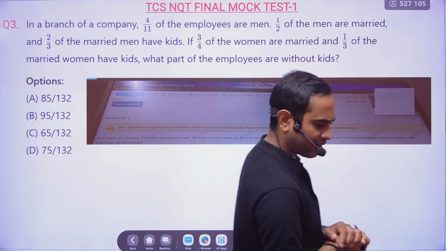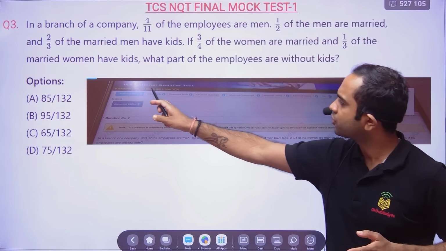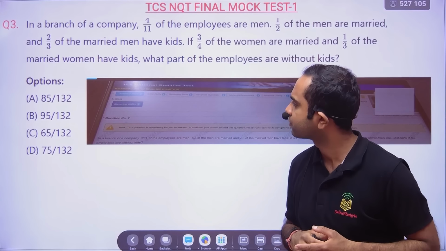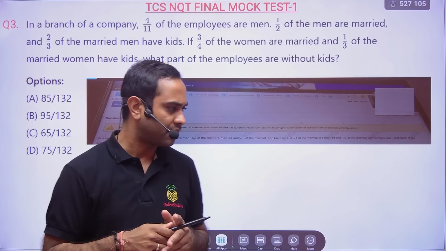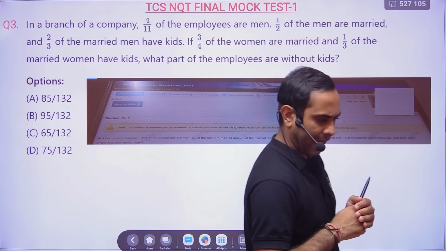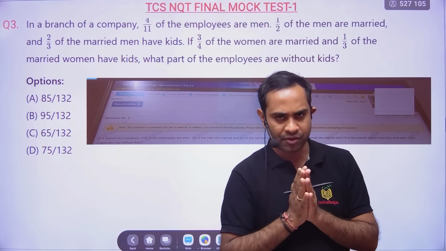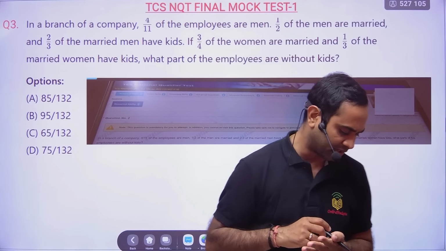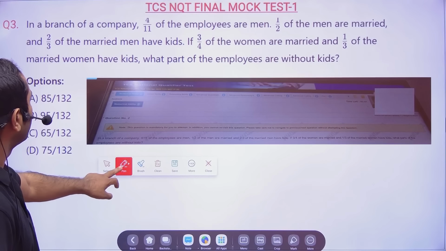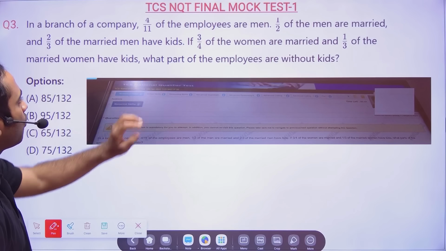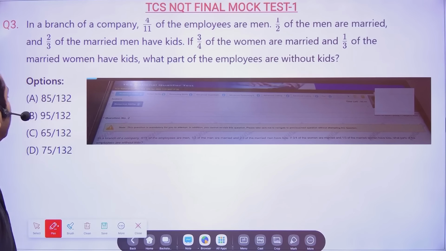So see, the questions which we are going to solve are TCS problems, the TCS National Qualifier Test. Okay, getting it? Previous year problems, but these are good problems, and that is the reason we are solving them. This is a very good problem. So I request all of you to first please solve it by yourself, and anyway I'm going to tell the method. Now here, in a branch of a company, 4 by 11 of the employees are men, 1 by 2 of the men are married, and 2 by 3 of the married men have kids. If 3 by 4 of the women are married and 1 by 3 of the married women have kids, what part of the employees are without kids?